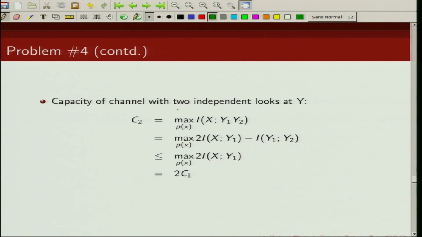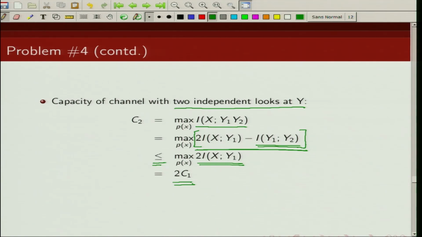Now, let us look at the capacity of this channel with two independent looks. We have just now shown that the mutual information between x and y1, y2 can be written like this. Now, mutual information is greater than or equal to 0. So, this whole term is less than or equal to this. So, this is less than or equal to 2 times the capacity of a single look channel. So, this proves our result that the capacity of a channel with 2 independent looks is not twice the capacity of a channel with a single look.